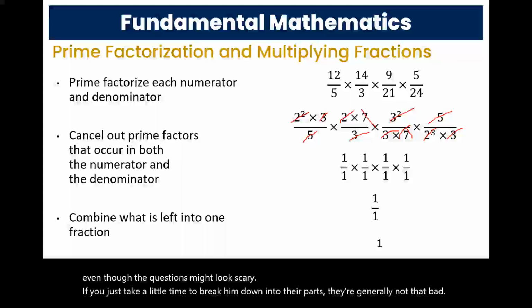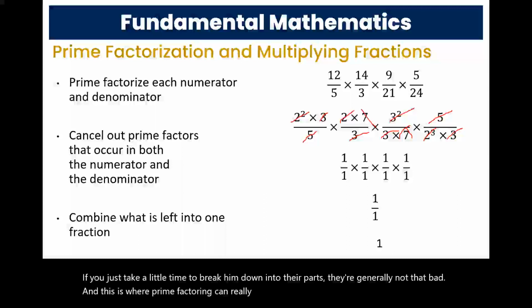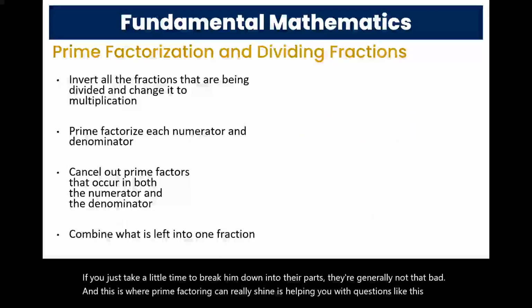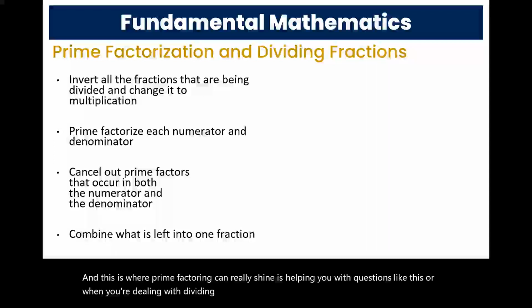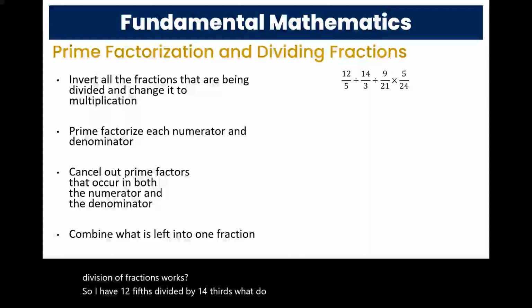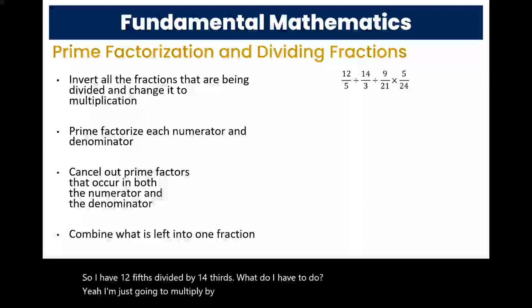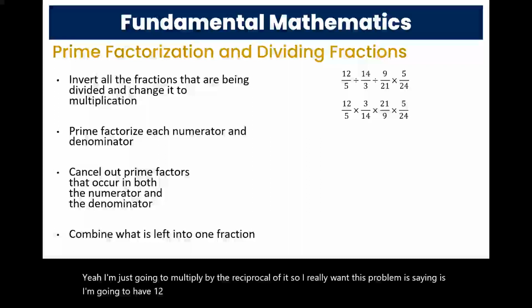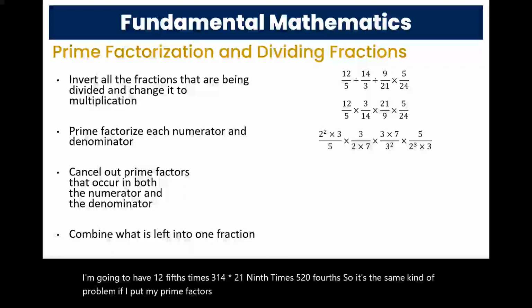And this is where prime factoring can really shine, helping you with questions like this, or when you're dealing with dividing fractions as well. Does anybody remember how division of fractions works? If I have 12/5 divided by 14/3, what do I have to do? Yeah, I'm just going to multiply by the reciprocal of it. So what this problem is saying is I'm going to have 12/5 times 3/14 times 21/9 times 5/24. So it's the same kind of problem. If I put my prime factors into it, then I can just start canceling stuff out.